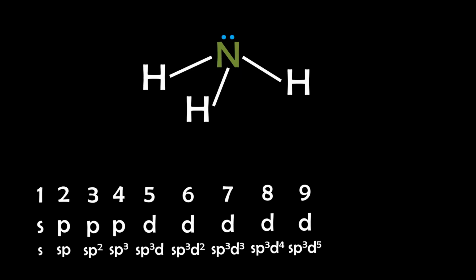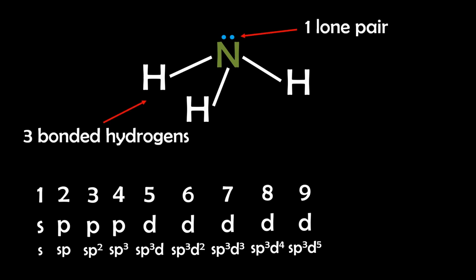Example 2, ammonia. Again, draw the Lewis structure of ammonia. Nitrogen is bonded to 3 hydrogens and has 1 lone pair. That means there are 4 electron domains. 4 domains is sp³, or sp³ hybridized.